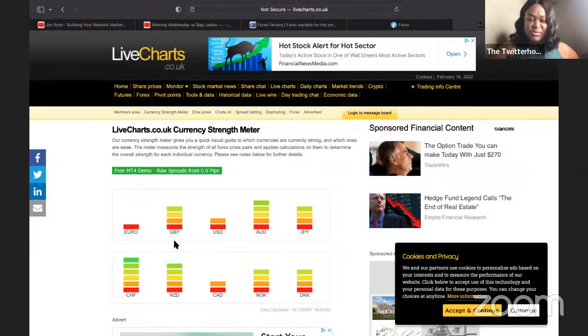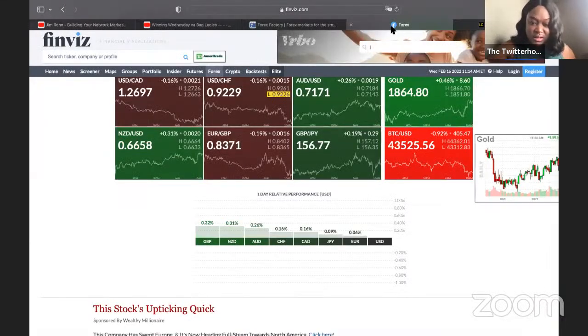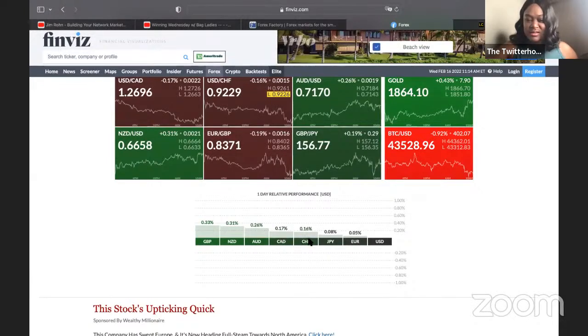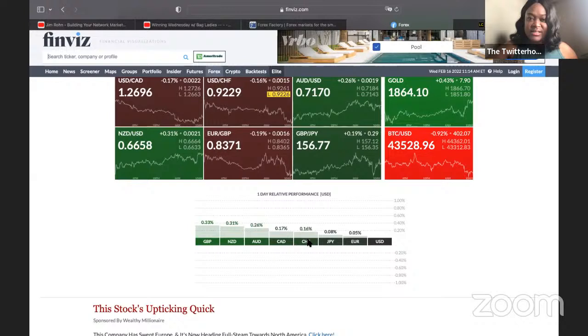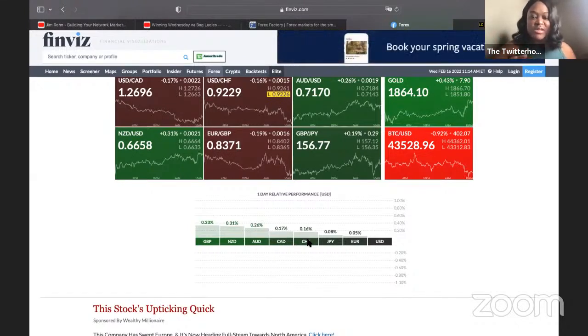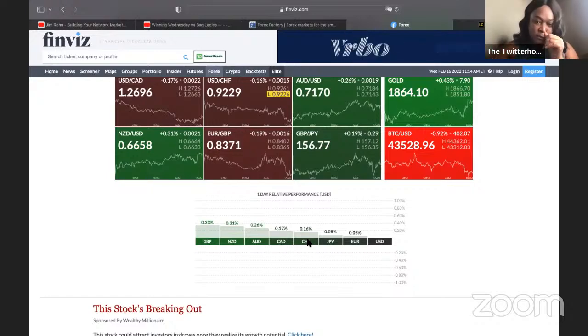On livecharts.co, we saw GBP supposed to be the strongest, but when I look here, Swiss franc seems to be the strongest. Let me go back over here and look. They have the Swiss franc here. So something is not right. Yeah, when I see these kinds of inconsistencies, it tells me to just stay out, right?